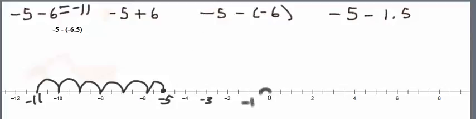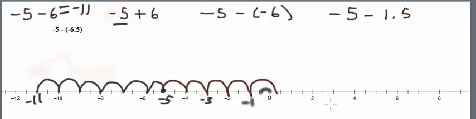Okay, now I'm going to start at negative 5. I'll change my color here. So I'm still starting at negative 5, but this time I want to add 6. So I start at negative 5 and I go 1, 2, 3, 4, 5. Whoa, I kind of lost track of where I was there. I had to go 5, 6, so at 1. So negative 5 plus 6 equals 1.